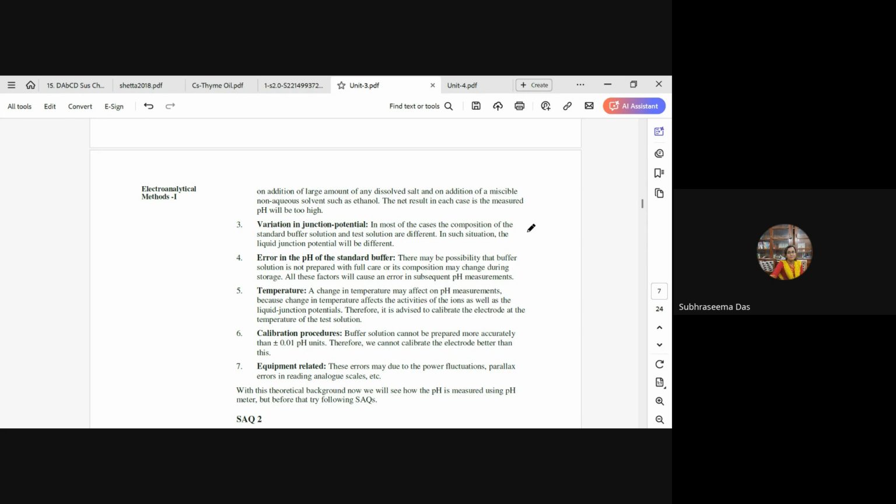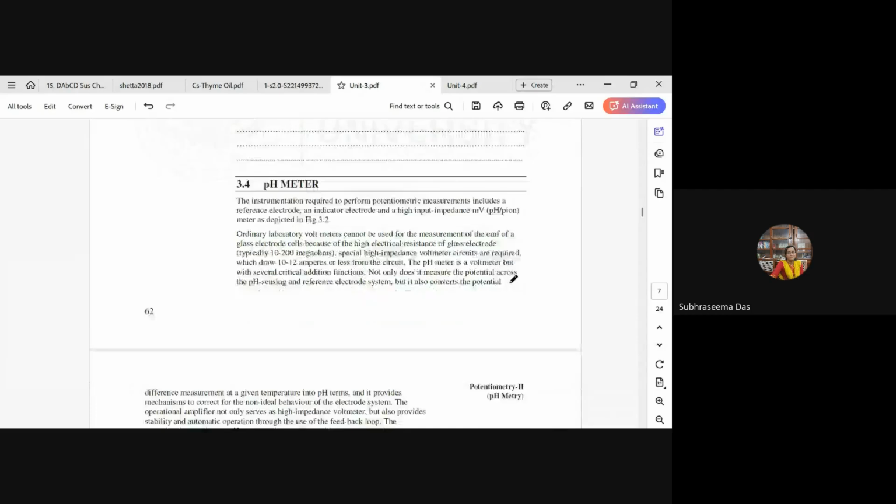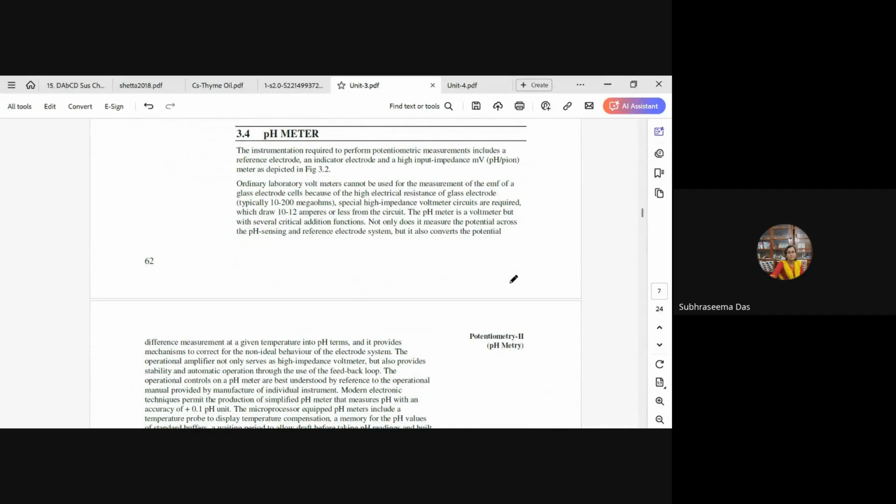Then there may also be certain errors which are related to the equipment, such as power fluctuations or parallax errors in reading analogs and such cases. So these are certain problems that can arise during pH measurement, so we should be extra cautious. Now coming to the pH meter.